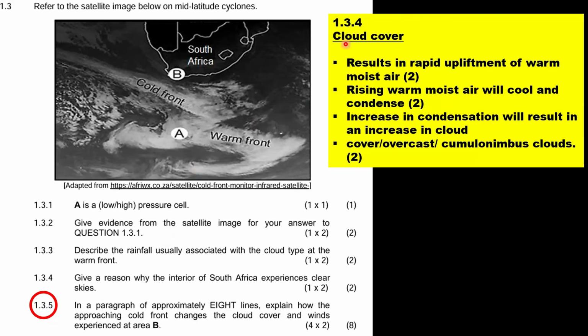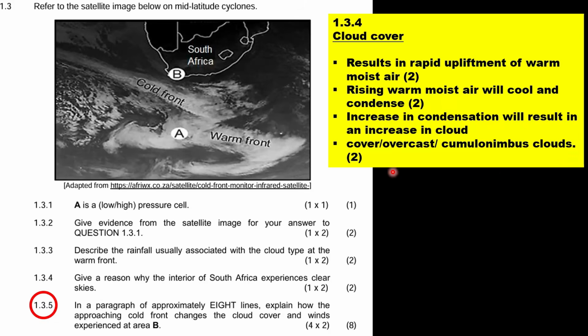Question 1.3.5. Explain how the approaching cold front changes the cloud cover and the winds at area B. This is the most important question. The examiner says you must talk about both cloud cover and wind. Let's start with the cloud cover. As the cold front approaches area B, cold air forces warm moist air to rise. Rising air cools, condensation increases, cloud cover increases, and thick clouds form. Overcast skies develop and cumulonimbus clouds may form.